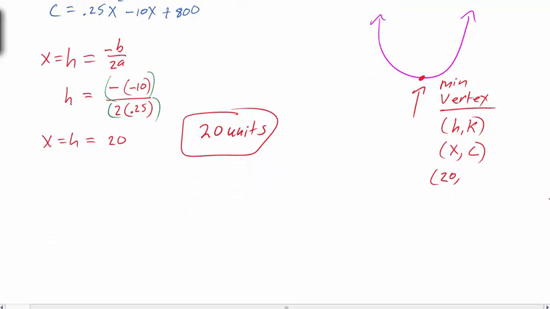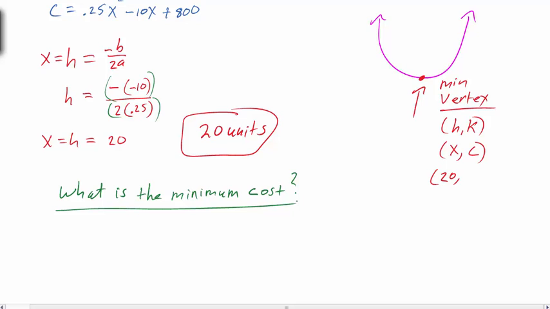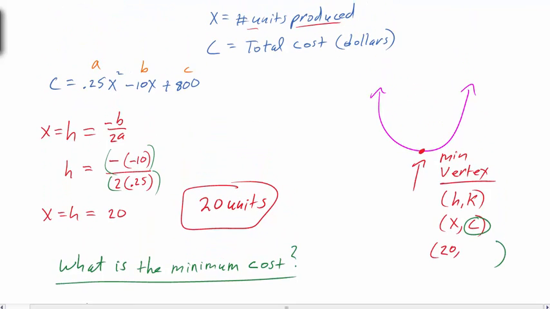Now, what if I went ahead and I asked the following question? Maybe I would ask, what is the minimum cost? Now, if I ask what is the minimum cost, then that's easy enough. That means we're looking for C. We're looking for the C value over here. And the minimum cost, then we know what X is. So all we have to do now is take this value and plug it in to the function up here.